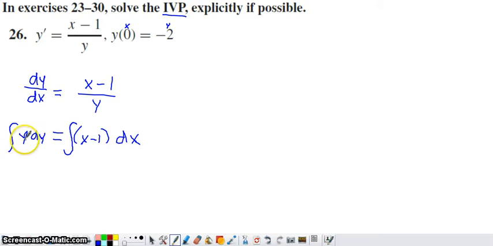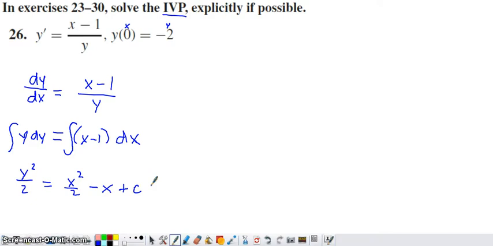When you do the antiderivative of y with respect to y, you add 1 to the power and divide by the new power. When you do the antiderivative of x, you get x squared over 2, add 1 to the power, divide by the new power, and then the antiderivative of 1x to the 0 is going to be 1x to the first divided by 1, or just plain old x. This is the side with our independent variable on it, so that's the side we want to tack our constant of integration onto.